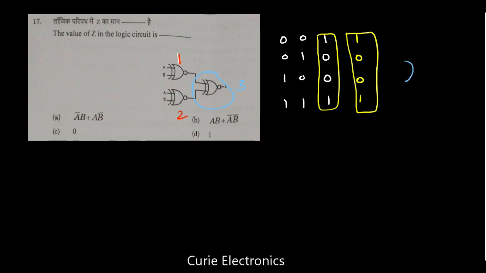So the third gate is also an XNOR gate. What happens? For the third gate, the inputs are the same: 1 1, 0 0, 0 0, 1 1. Then the output is going to stay at 1. So the answer is 1.